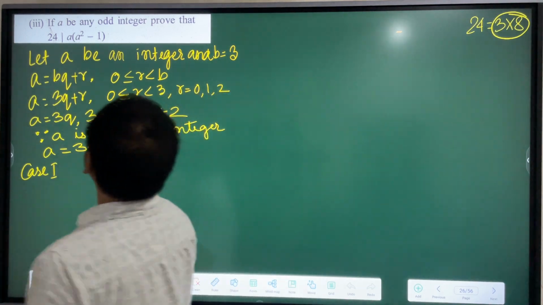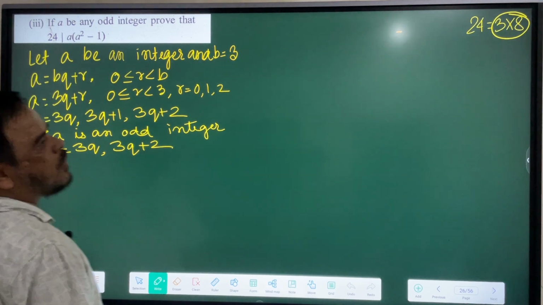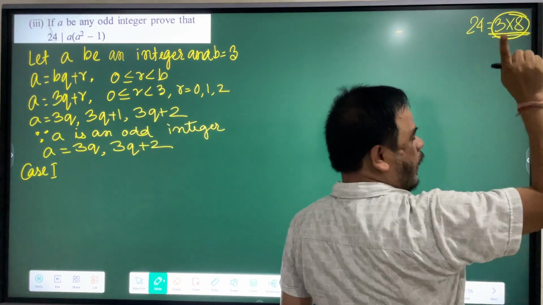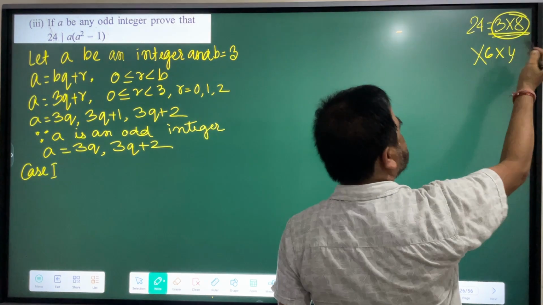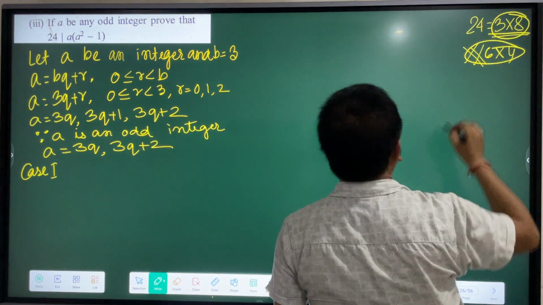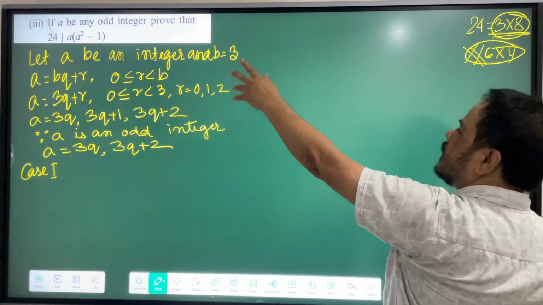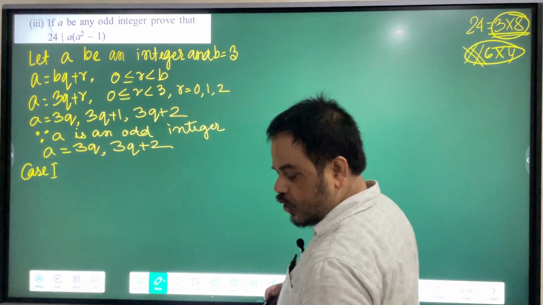If a is an odd integer, prove that 24 divides a(a² - 1). 24 we have taken as 3 into 8, because the HCF of 3 and 8 is 1. 6 into 4 we will not take, because the HCF of 6 and 4 is not 1. So we have taken 3 and 8. Like the previous sum, divisible by 3 and divisible by 8, so finally we will prove divisible by 24.